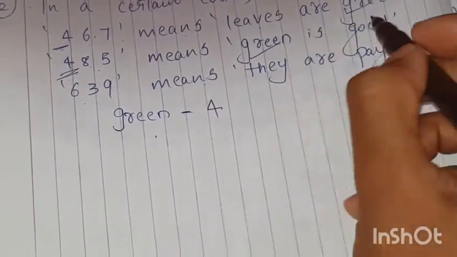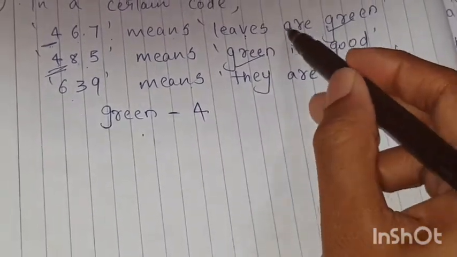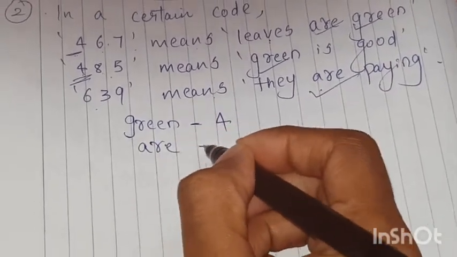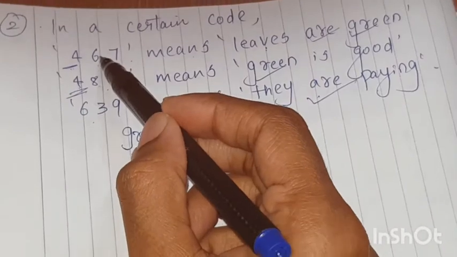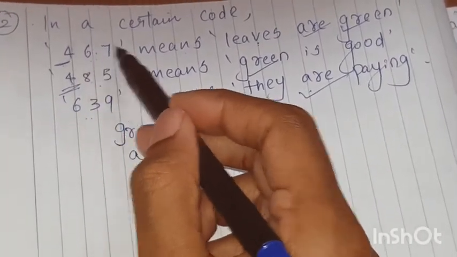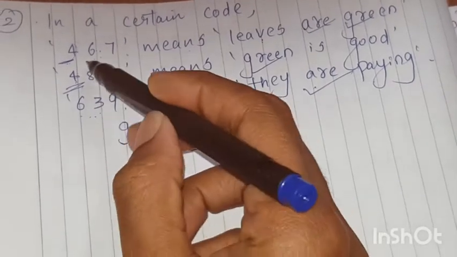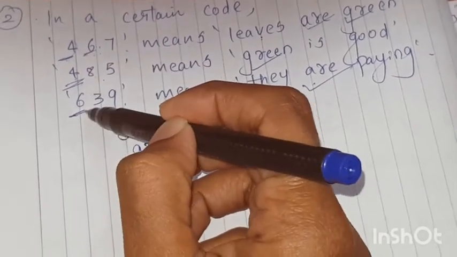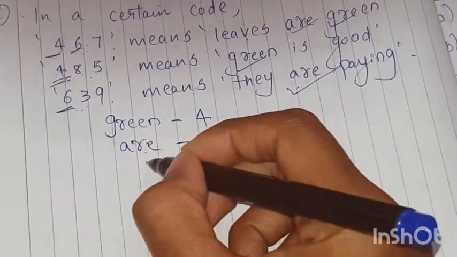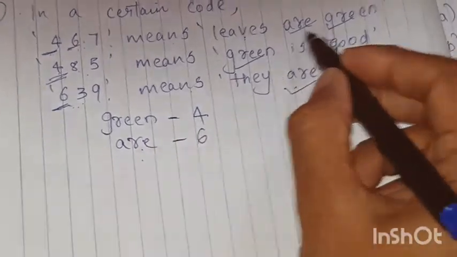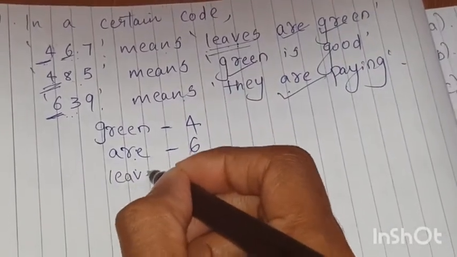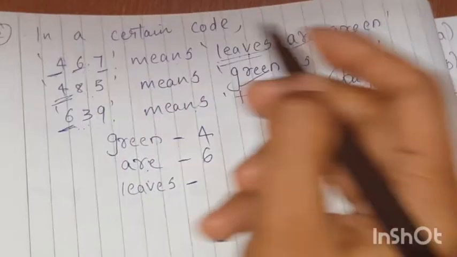Now leaves are. R is there in the first line and in the third line. So the code for R will be in the first and the third line. 4 is already taken. Then 6, 7, 6, 3, 9. So 6 is common in both the first and the third line. So the code for R is 6. And the remaining word in the first line is leaves. So the code for leaves is 7.